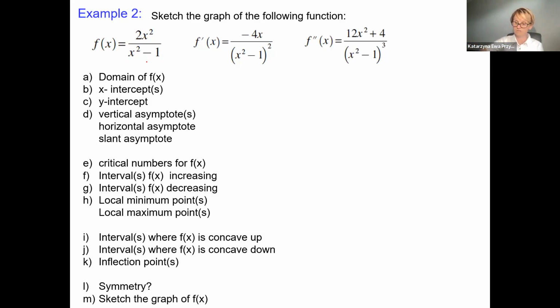We have to answer all of these questions. Maybe not this one. Okay, let me ask this. Does this function have a slant asymptote? 2x squared over x squared minus 1.